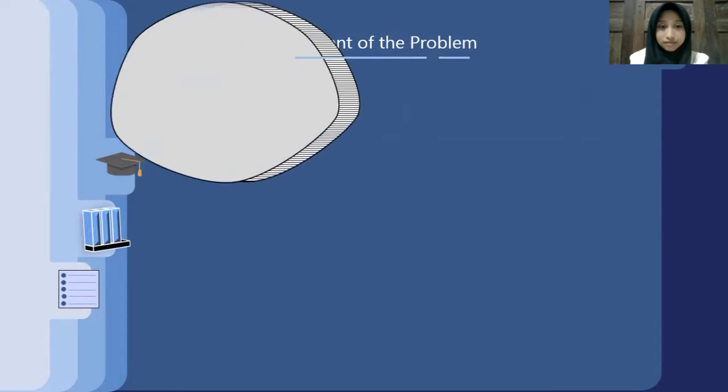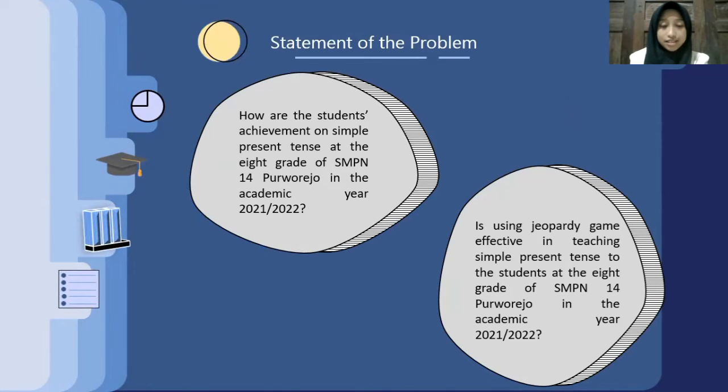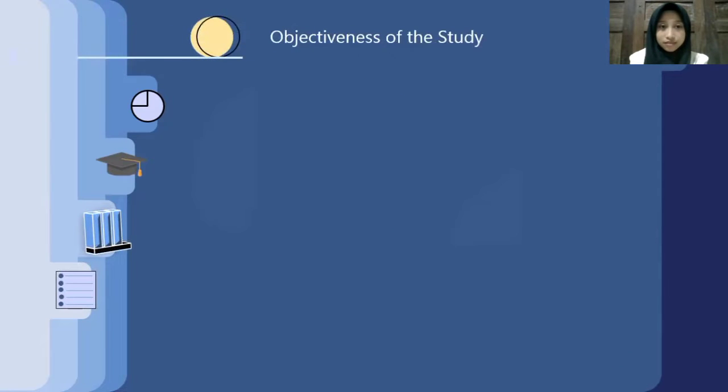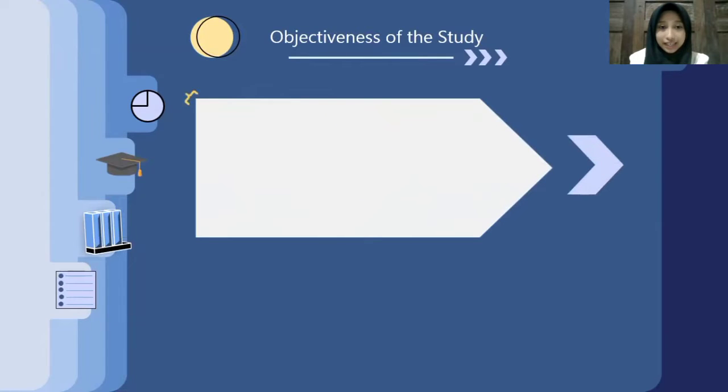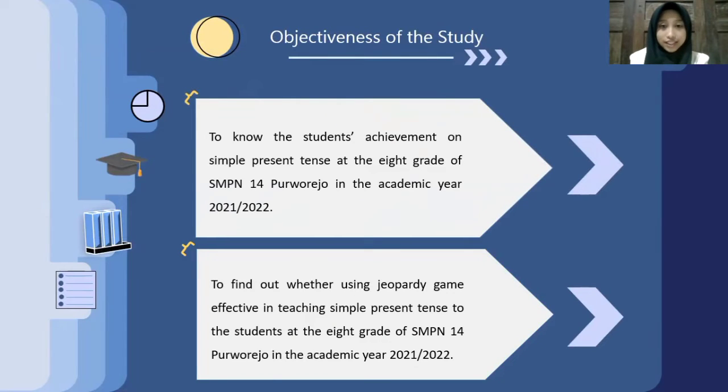Statement of the problem. First, how are the students' achievement on simple present tense at the 8th grade of SMP Negeri 14 Purworejo? And second, is using Jeopardy game effective in teaching simple present tense to the students at the 8th grade of SMP Negeri 14 Purworejo? Next, objectives of the study. To know the students' achievement on simple present tense at the 8th grade of SMP Negeri 14 Purworejo, and to find out whether using Jeopardy game is effective in teaching simple present tense to the students at the 8th grade of SMP Negeri 14 Purworejo.